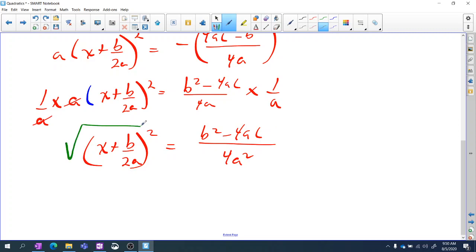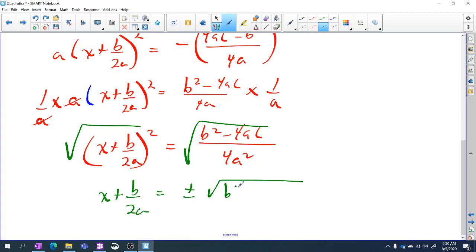The next step in our process has always then been to take the square root of both sides. x plus b over 2a. This is plus or minus. The numerator is not a perfect square, so I'm going to leave it underneath the square root sign. However, 4a squared is something that I could take the square root of. It's a perfect square. It would be 2a.